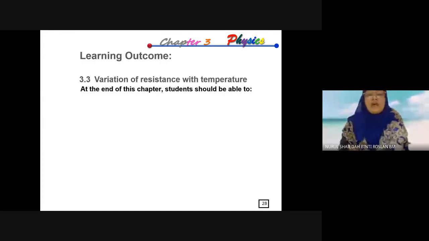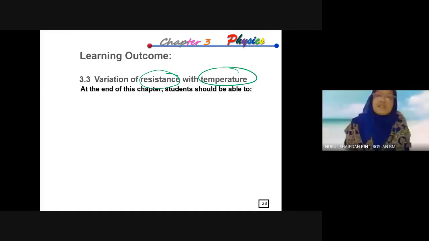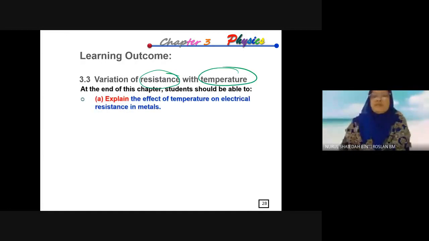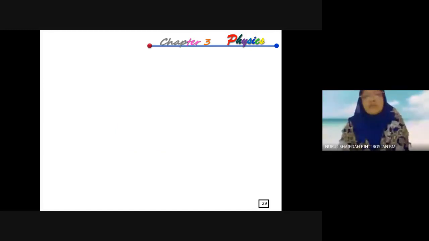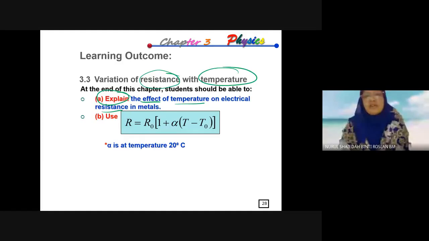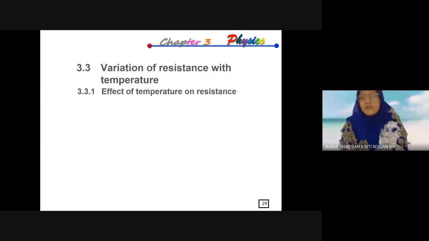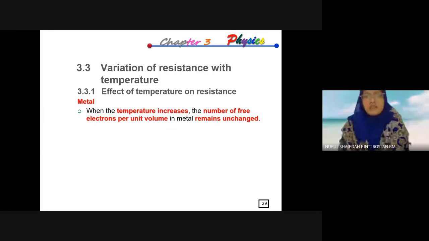Okay, kita masuk kepada variation of resistor. Apa efek resistor kepada temperature pula? Okay, explain. So first kali you kena explain the effect of temperature on electric resistance. Use R equals to R naught (1 plus alpha (T minus T naught)), where alpha is the temperature coefficient at 20 degrees Celsius. Kenapa temperature tu? Bukan temperature tu boleh berubah ke? Okay. Okay, so effect of temperature on resistance.